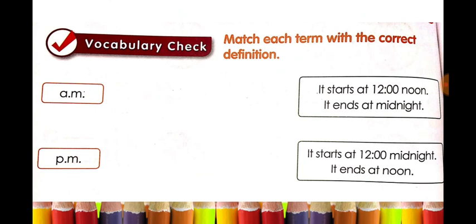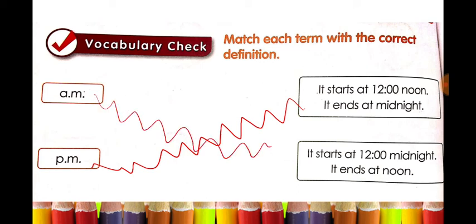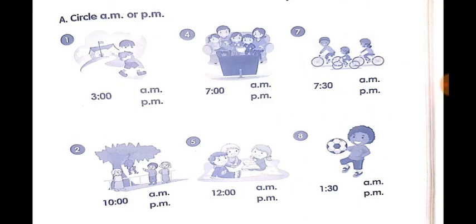Now match each term with the correct definition. It starts at 12 noon and ends at midnight. From 12 noon, afternoon. Perfect. It's p.m. It starts at 12 midnight. It ends at noon. Excellent. It's a.m. So this is the lesson for today. So easy, just talking about the parts of a day, a.m. and p.m. Let's take a review of your homework.